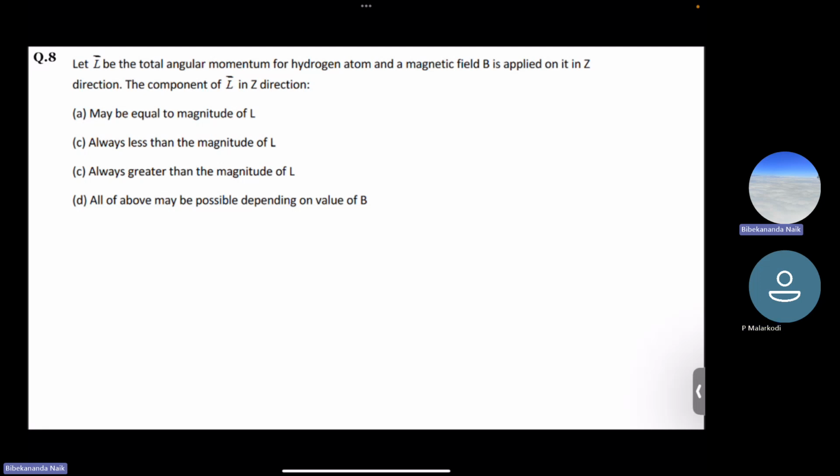what is the expression for L vector and Lz vector, or what is the magnitude of L vector and what is the magnitude of Lz vector according to quantum mechanics?